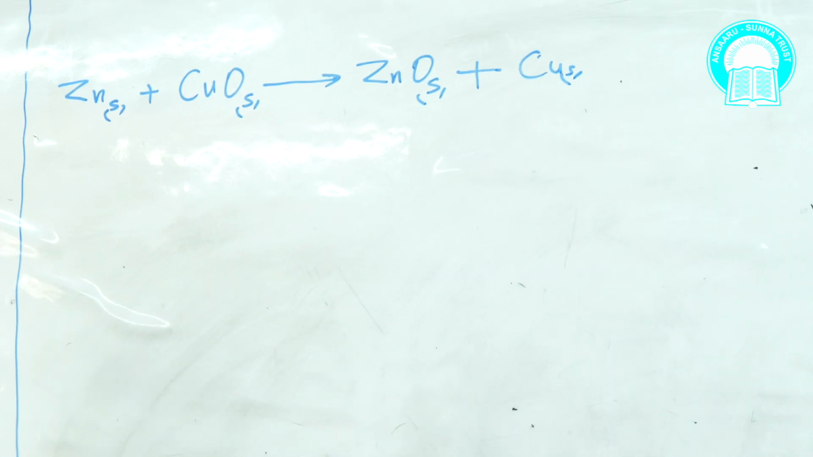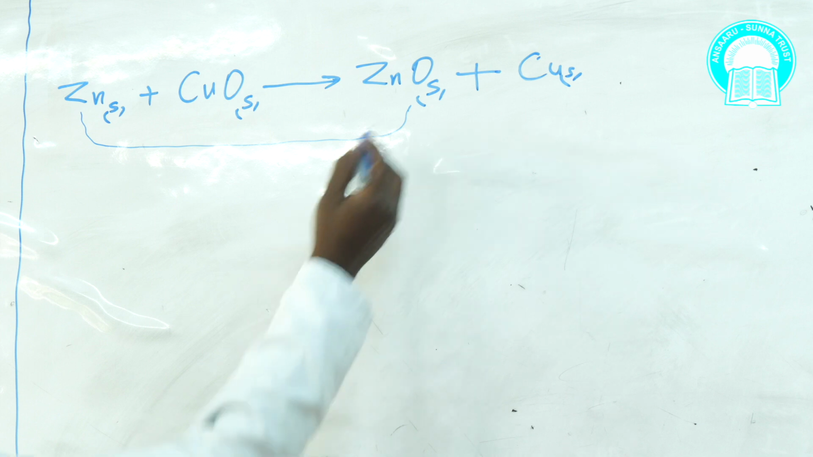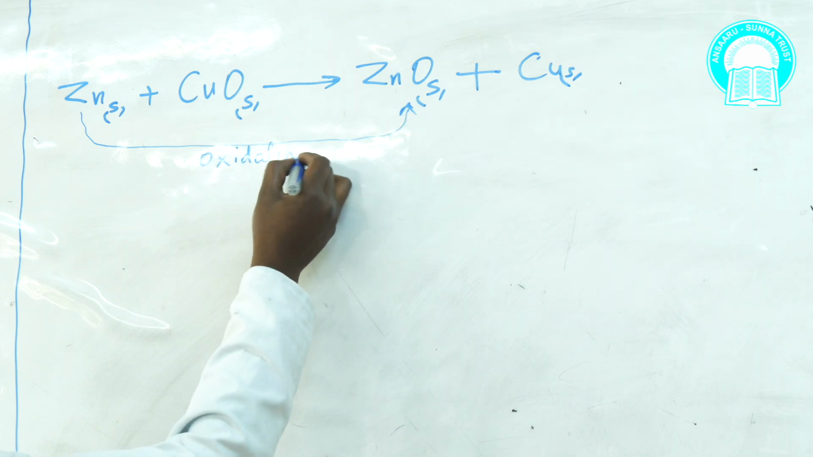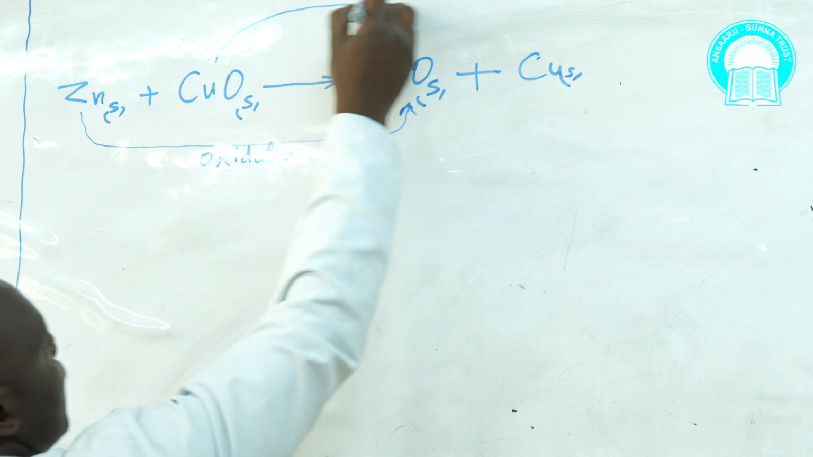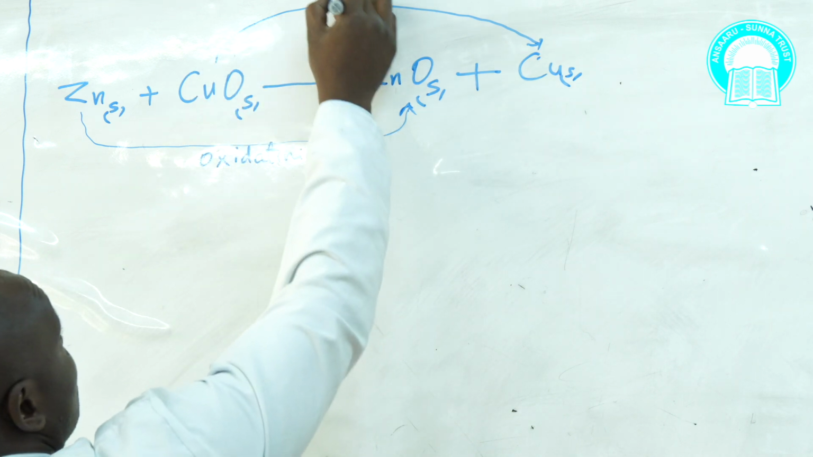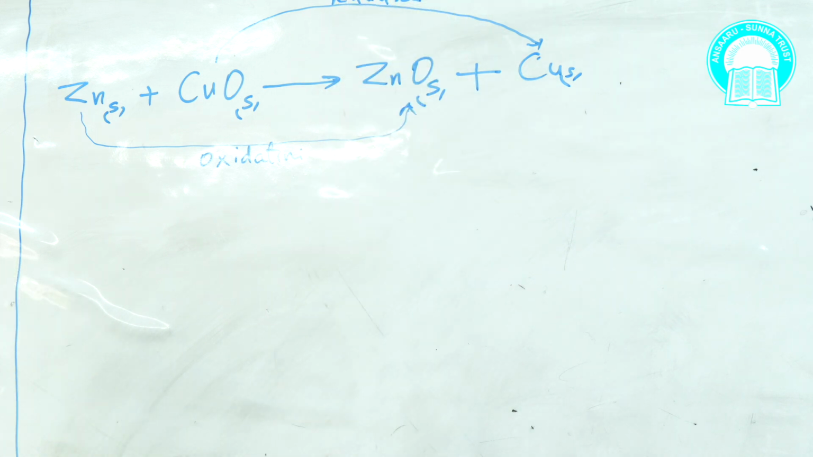So in this case, we say that zinc has gained oxygen. Therefore, zinc has been oxidized. This process is oxidation. Then oxygen has been removed from copper 2 oxide. Therefore, this process is reduction. So you can see there is oxidation and reduction in terms of oxygen.